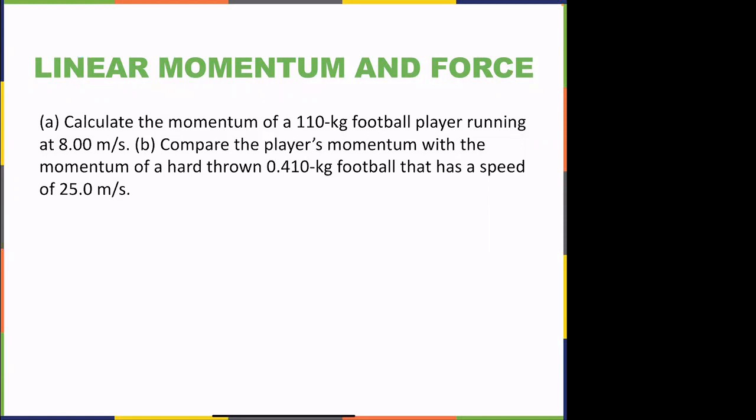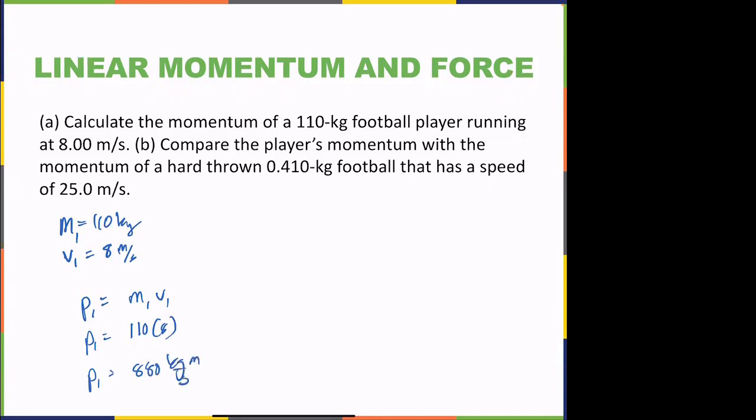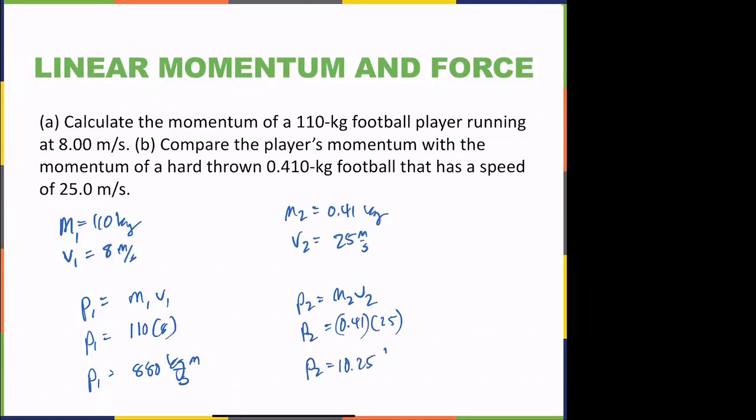All right. For the first one, the mass is 110, we call it M1, and V1 is 8. So P1 is M1 V1. P1 equals 110 times 8, 880 kilogram meters per second. And then M2 is 0.41 kilograms. V2 is 25 meters per second. So P2 equals M2 V2, 0.41 times 25, 10.25 kilogram meters per second.